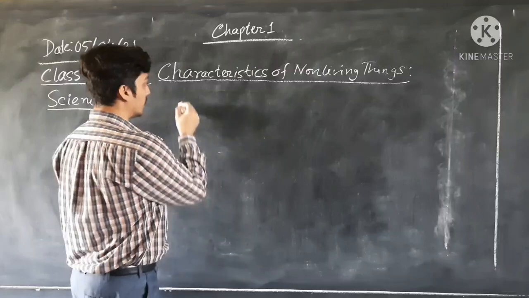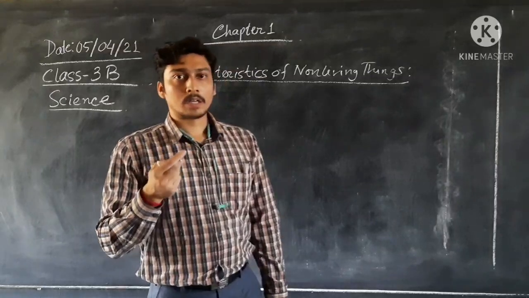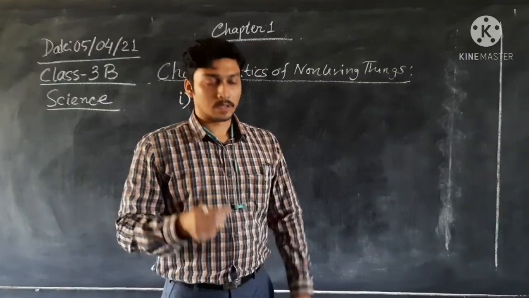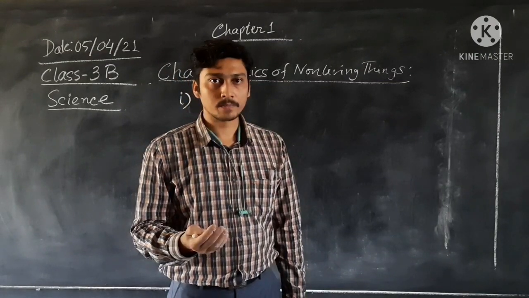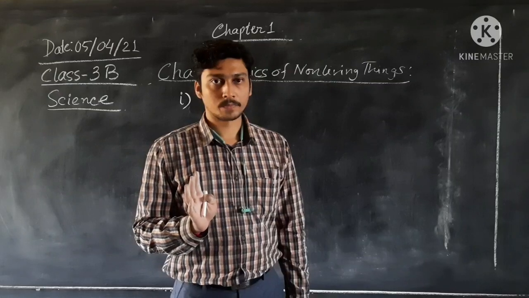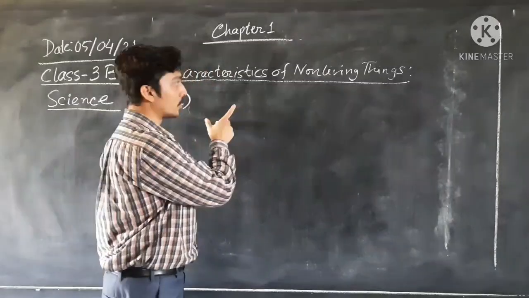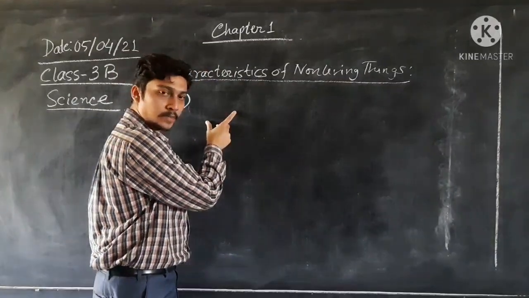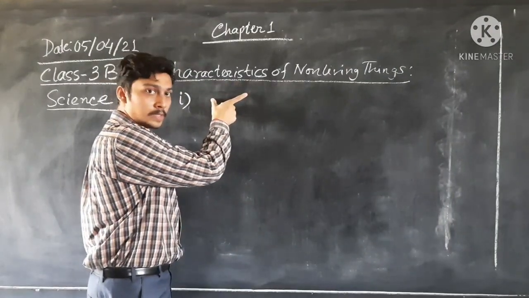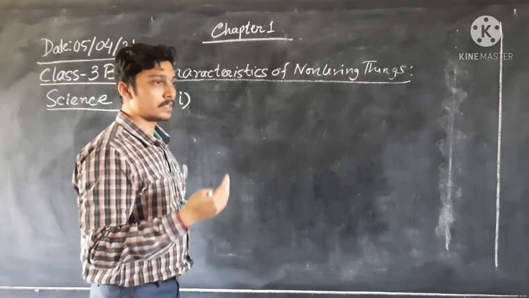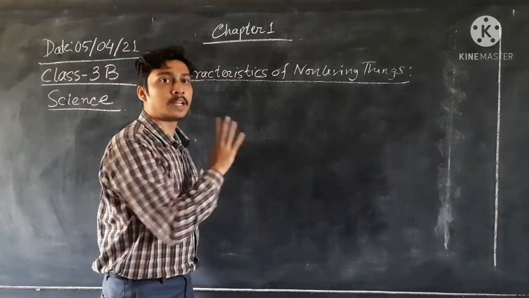The first characteristic of living things is that living things need food to survive. So what is the difference? What is the opposite of this characteristic of living things? That will be the characteristic of non-living things. Living things need food, but non-living things don't need food.